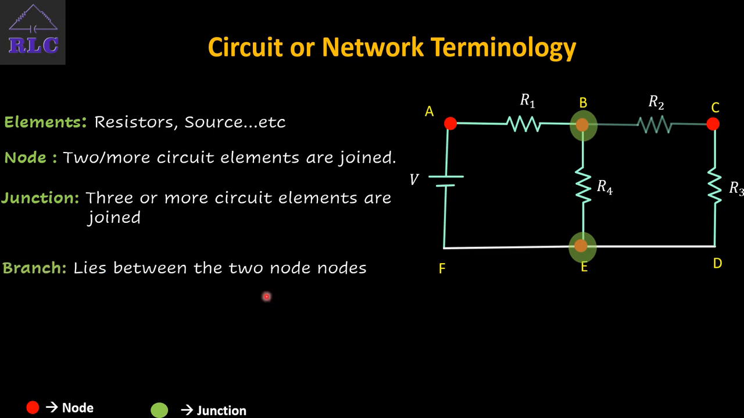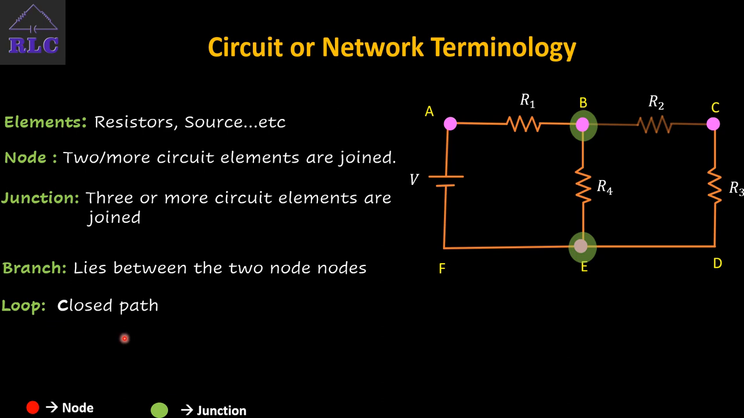Next is branch, the element that lies between two nodes. For example, A and B are nodes, right? So which element belongs to it? R1. So R1 is a branch. Next, similarly, between B and C, the element that belongs to it is R2. Similarly, between C and E, the branches are R1 and R4, and similarly V.